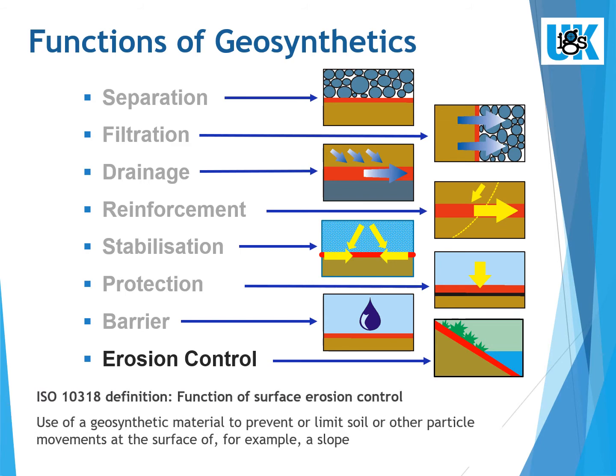The ISO definition of surface erosion control is use of a geosynthetic material to prevent or limit soil or other particle movements at the surface of, for example, a slope. In the next slides, we will present a detailed definition of erosion control, the main problems and impacts of erosion, and how to prevent and control erosion with the use of geosynthetics.